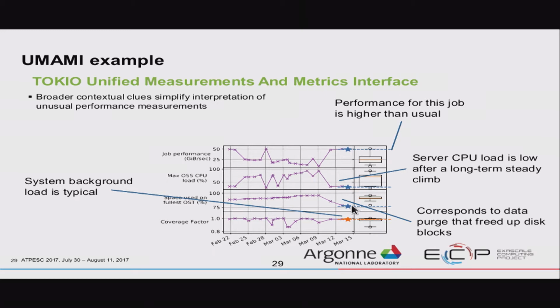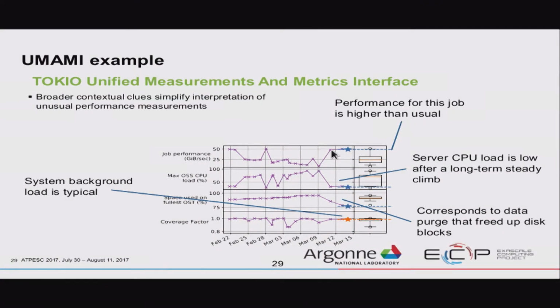The servers didn't have to work as hard to find blocks to put your data on. Because the file system wasn't as full anymore, servers aren't working as hard, so your job gets better performance. If you just looked at Darshan and said, I ran it this day and it's this speed, I ran it this day and it's this speed, you can't tell much just by looking at the application.